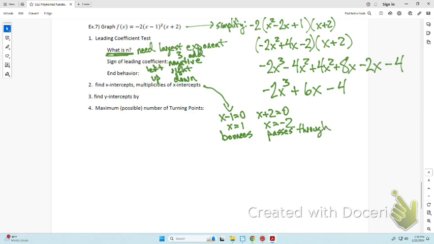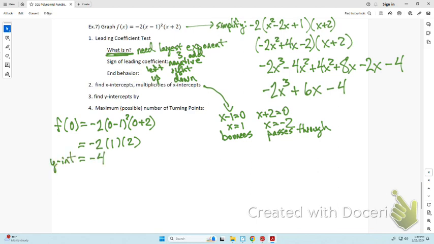Almost done. Y-intercept, plug in 0. You can plug into the typed formula or the simplified one. And we get negative 4. Turning points, that is 3 minus 1, so we have 2 possible turning points. And we're ready to graph.